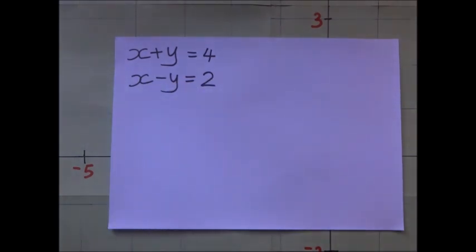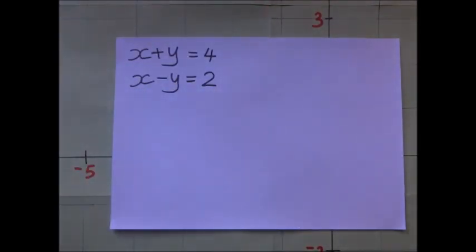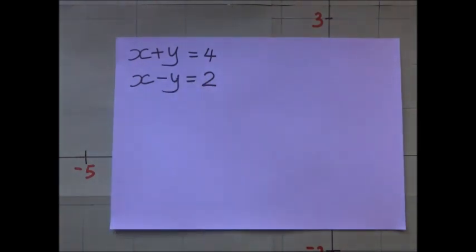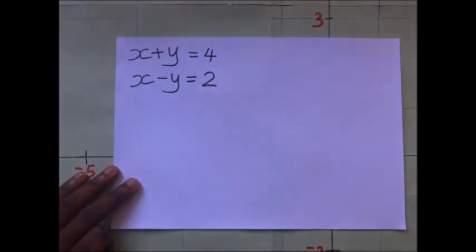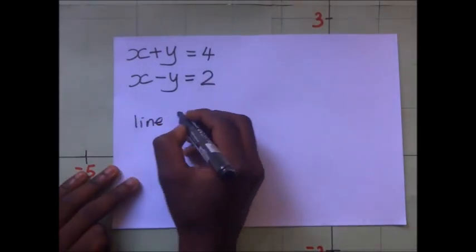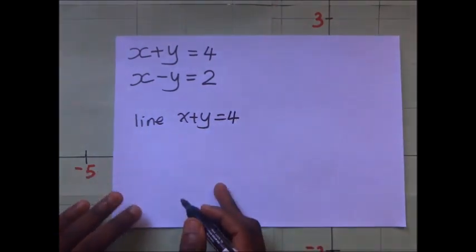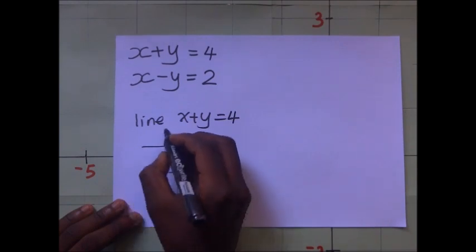Then where these two lines intersect, the values of x and y at that point are the solutions to these equations. So we begin. We shall first get the points for the line x plus y is equal to 4. So let's get the coordinates. We shall just get two coordinates and connect the two.